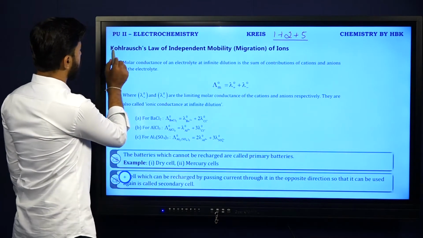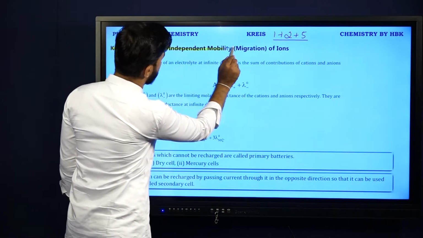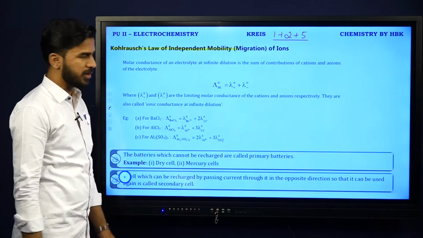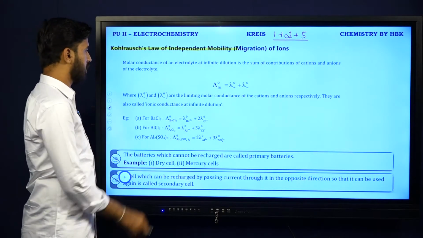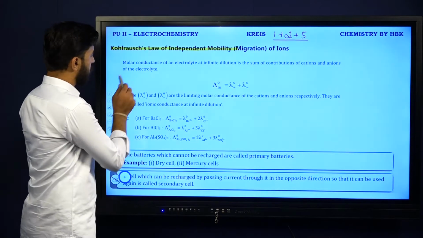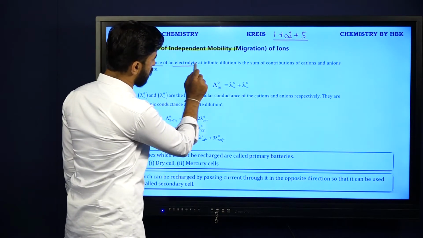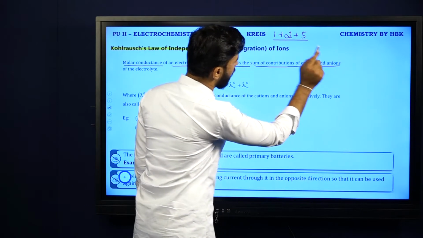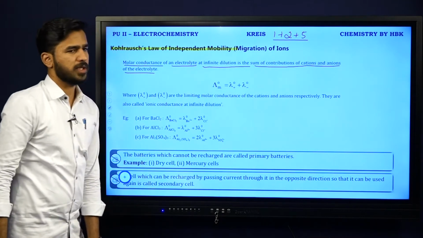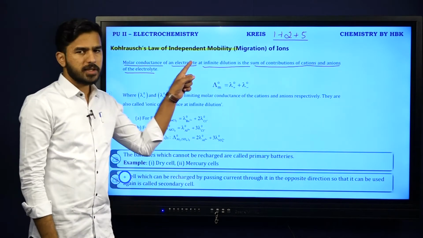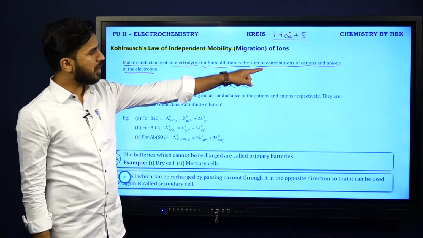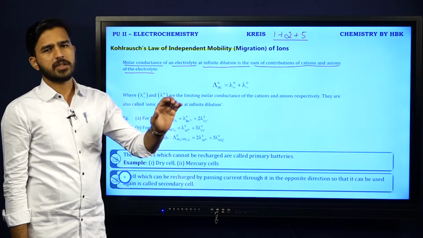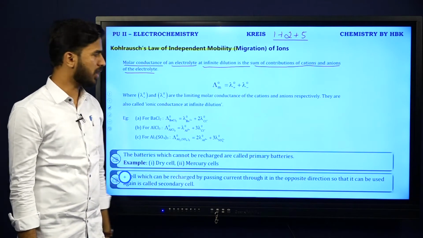So in that first one, let me explain about Kohlrausch's law of independent mobility or migration of ions. Just Kohlrausch's law is enough. Kohlrausch's law states that the molar conductance of an electrolyte at infinite dilution is the sum of contribution of cation and anion of the electrolyte. Remember this much, that's enough: cation plus anion sum is nothing but the molar conductance of the electrolyte.